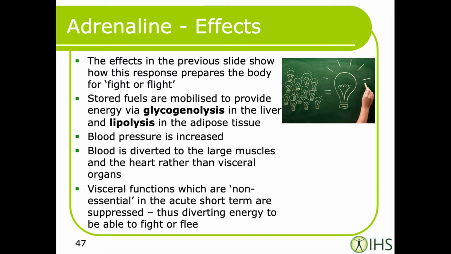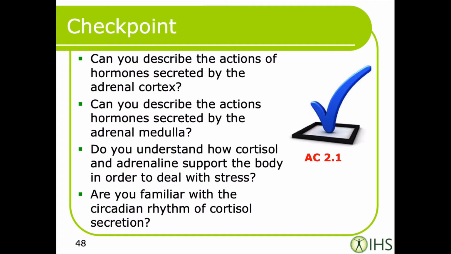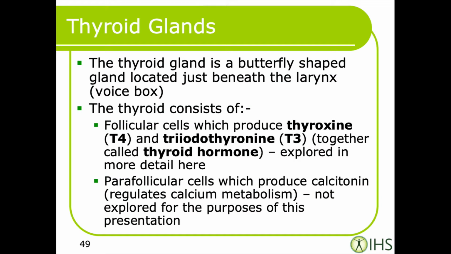Blood pressure is increased, so you get an increase in blood flow around the body to the muscles. Blood's diverted to the large muscles and the heart, away from the visceral organs. And the visceral organs are considered non-essential in the short term. As a result, more energy is available to fight or to flee. So this is one of the key effects of adrenaline, is to enable you to fight or flee. So that is the adrenal glands.